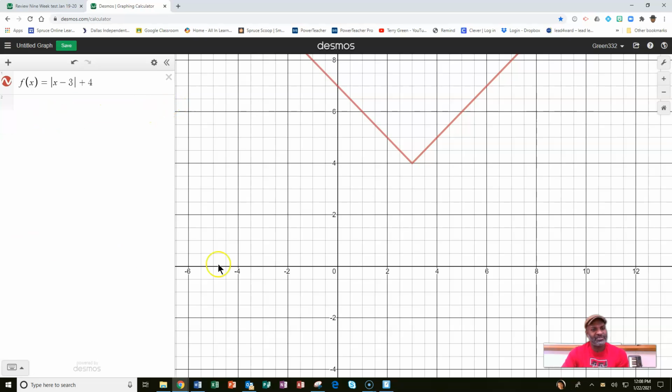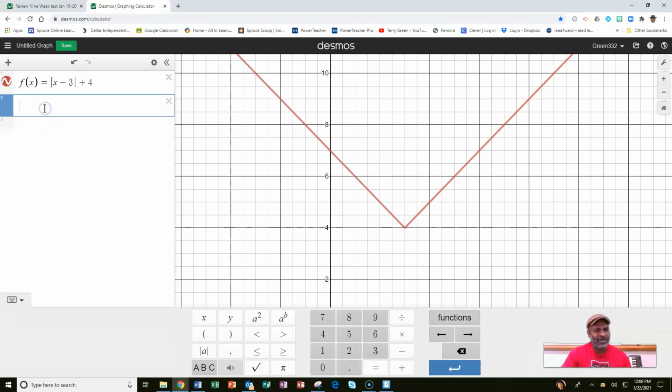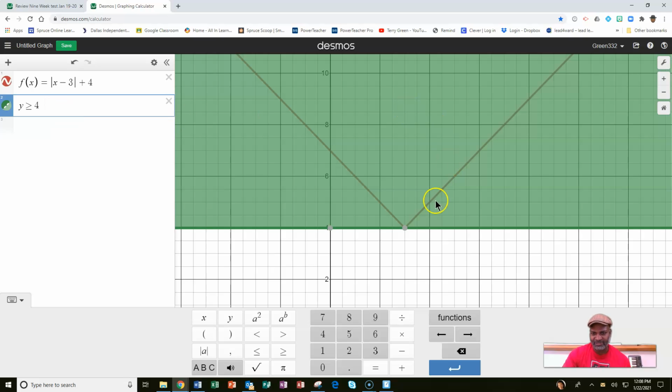So let's check. What about, is the range all the real numbers? Well, the range is the bottom, the lowest part of the graph, to the highest part of the graph. The lowest part of this graph is right here at y equals 4. And then the highest part of the graph, the top, it goes on to infinity. So we can say that the range of this graph is y greater than or equal to 4. That's the range of this graph, from the bottom to the top.